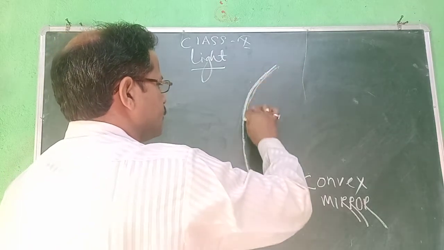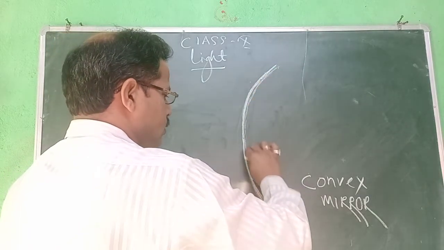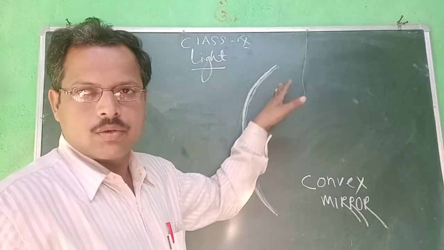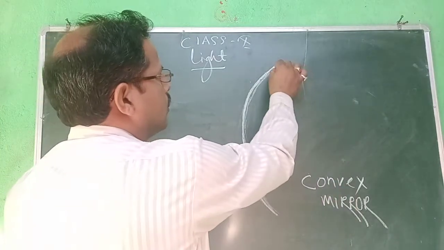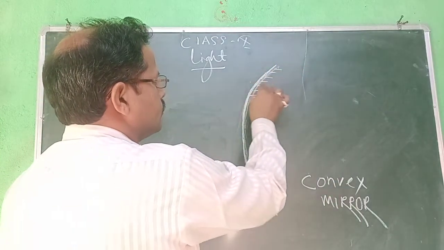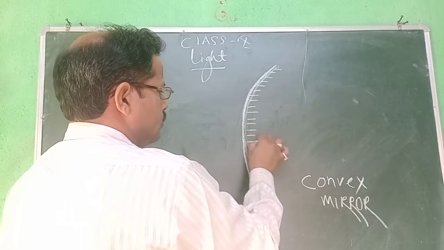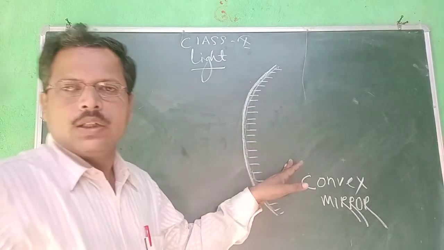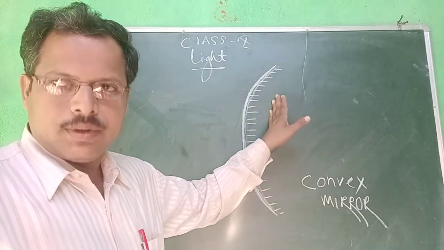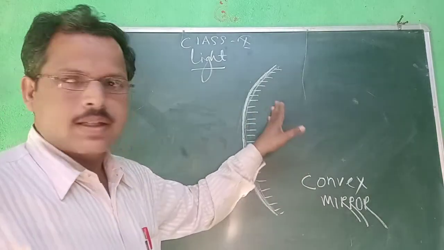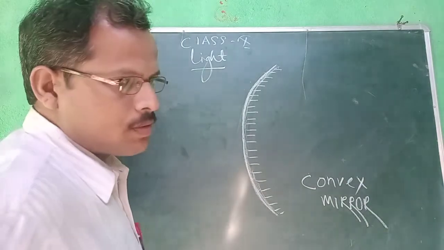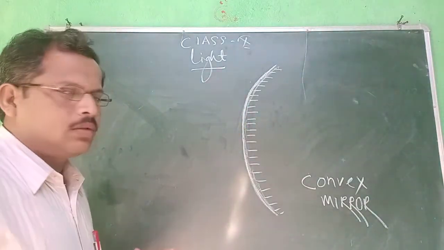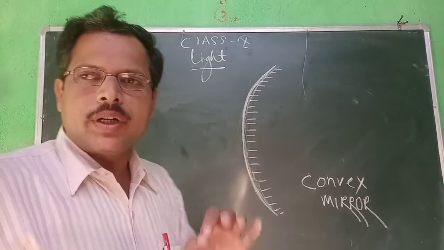Because it is silver coated, light cannot pass through. So this is the back side of the mirror, and this is the front side, and the light comes from this side.